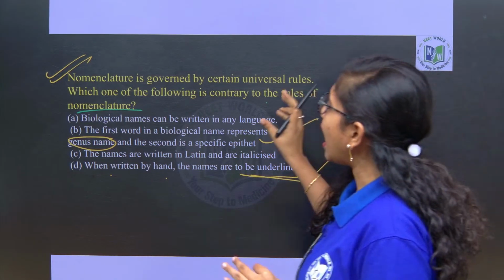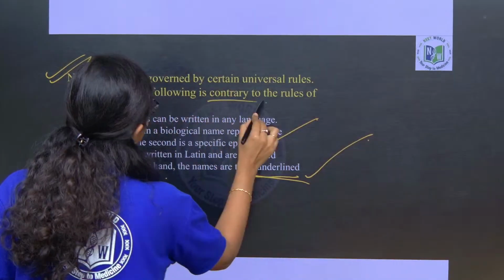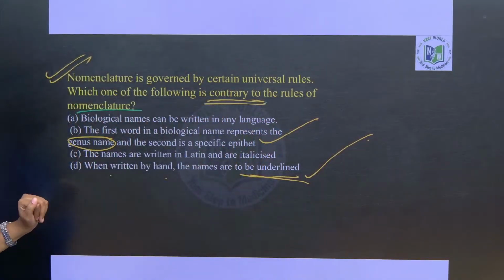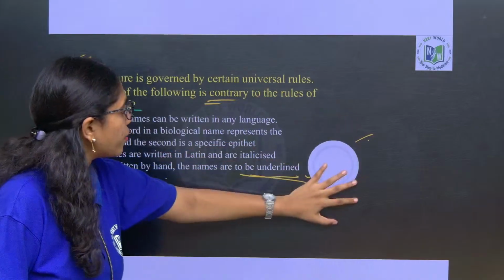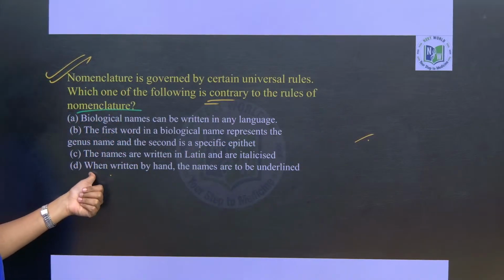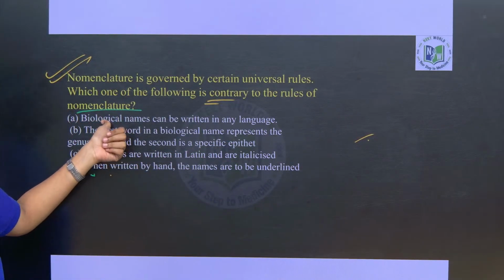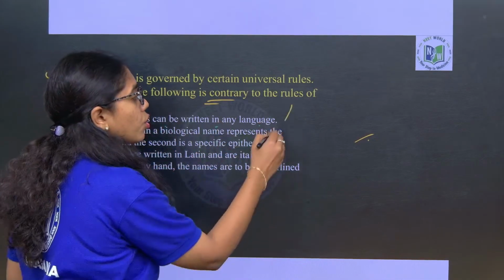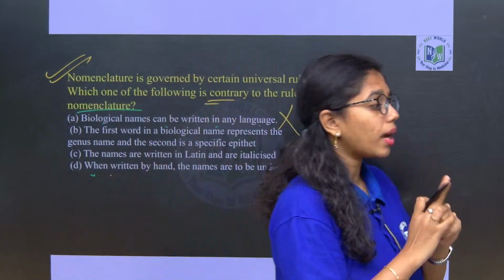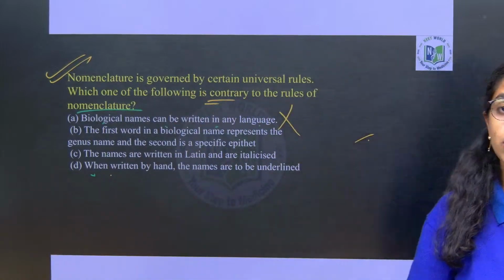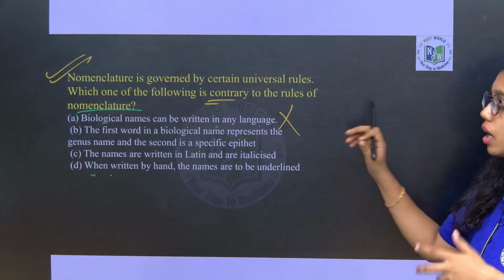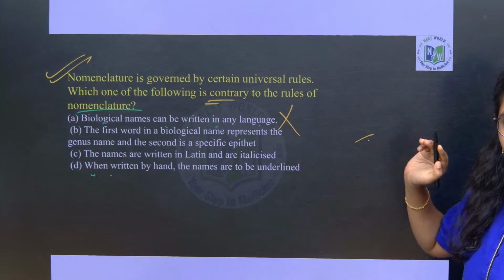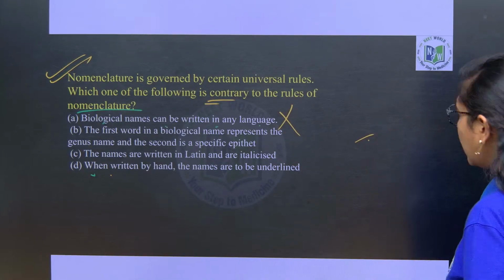So, here we have to identify that statement which is contrary to the rules of nomenclature. What is contrary? All the other 3 statements are true, but if you look into the first statement, biological names can be written in any language, wrong. Biological names cannot be written in any language. Local names can be written in any language, but not biological names.